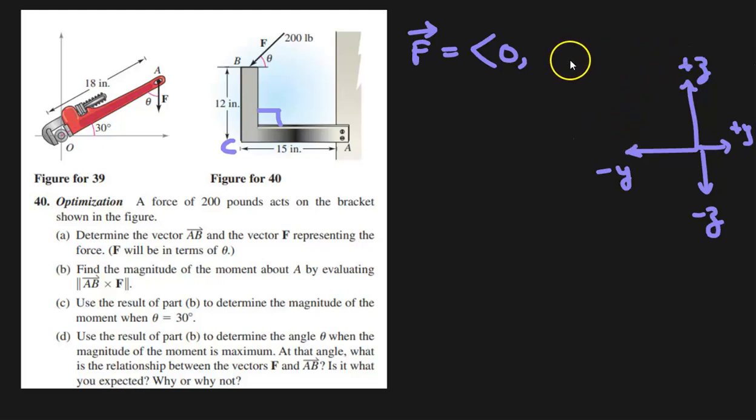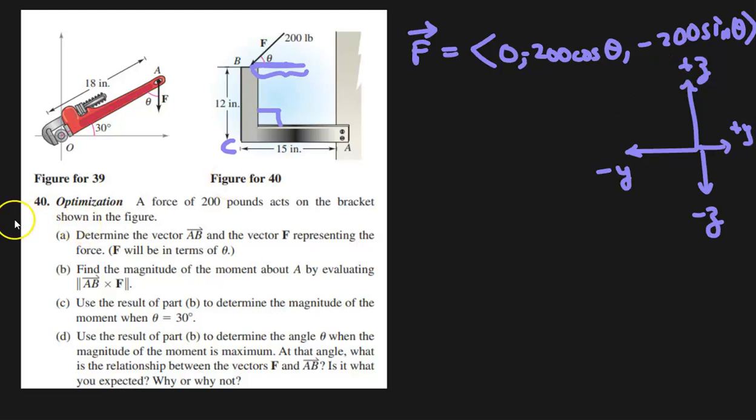Anyway, if that's 0, what is the y component going to be? Well, it's just going to be this part over here, so that's 200 cosine theta. And is it going to be positive or negative? First of all, theta is an acute angle, obviously, so cosine of theta is going to be positive, but we need it to be negative, so we're just going to put a negative sign in front. And then for the z component, it's again downwards, so that's going to be negative. So it's going to be negative 200 sine theta.